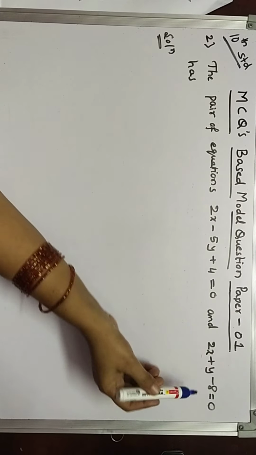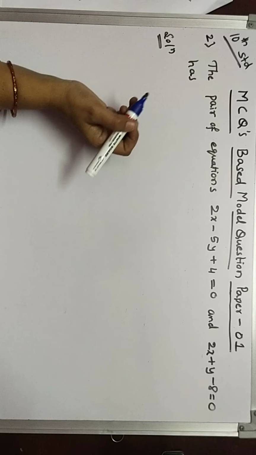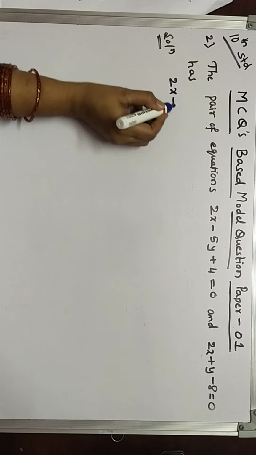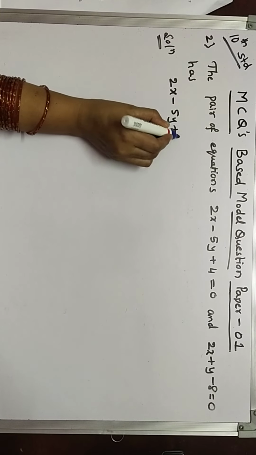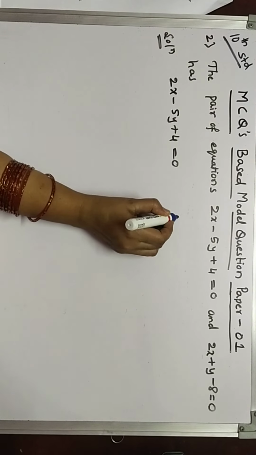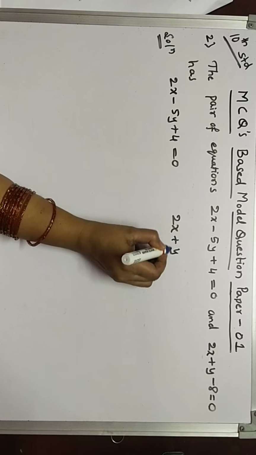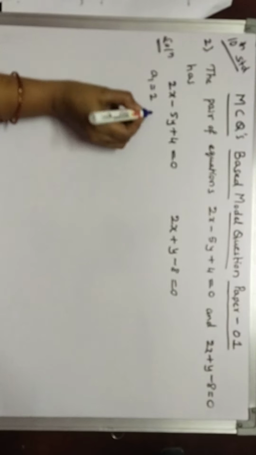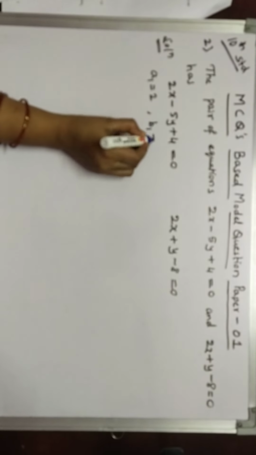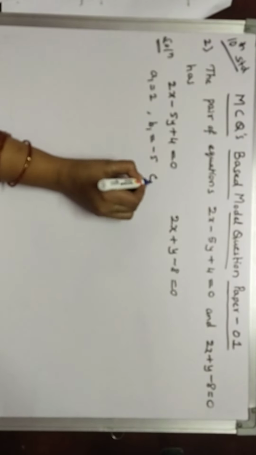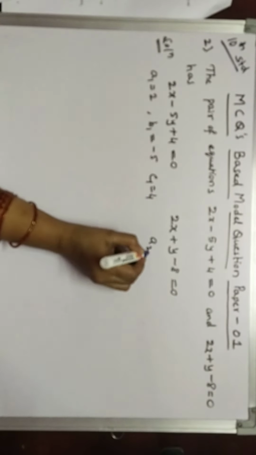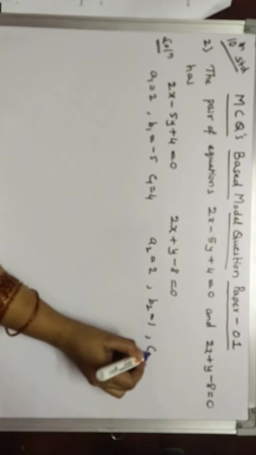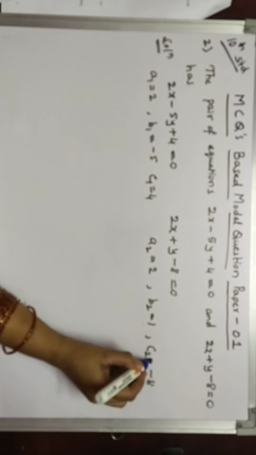plus y minus 8 is equal to 0 has. So first you check the conditions. Here two equations 2x minus 5y plus 4 equal to 0 and another equation 2x plus y minus 8 is equal to 0. Here a1 is equal to 2, b1 is equal to minus 5 and c1 is equal to 4. Here a2 is equal to 2, b2 is equal to 1 and c2 is equal to minus 8.